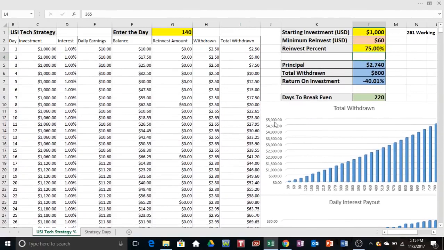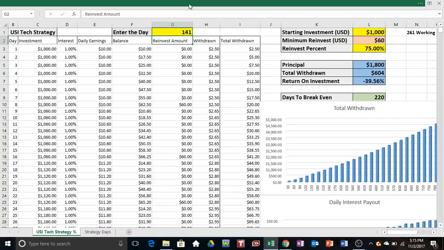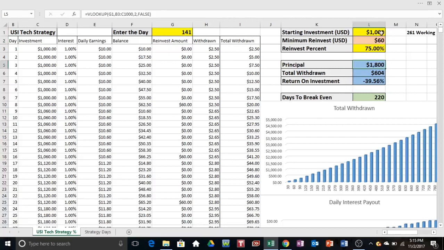And that's because on day 140, you've built your principal amount up to $2,740. So on the next day, day 141, see how the principal dropped? That's because your initial starting balance, your $1,000, got subtracted from the total amount. So now you still have a leftover principal balance of $1,800. So now that'll keep the contracts going.